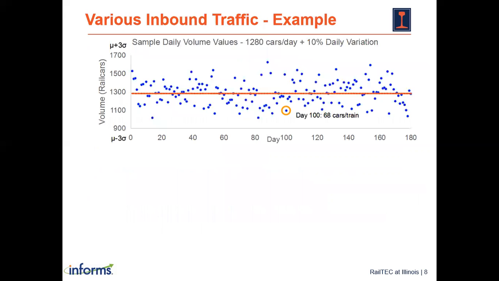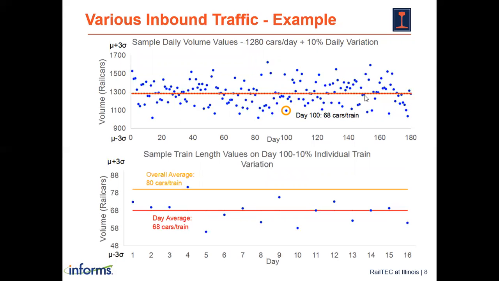Here shows an example daily volume with 1280 cars per day, which is 80 cars per train on average with 10% daily variation. Hence, the daily volume fluctuates above and below the 1280 cars baseline. For instance, on day 100, 1,088 cars are processed in the yard, resulting in an average of 68 cars per train. Then look into this day. Despite that the overall train length should be 80 cars per train on average, the actual train length fluctuates based on 68 cars per train instead, with a 10% individual train length variation.